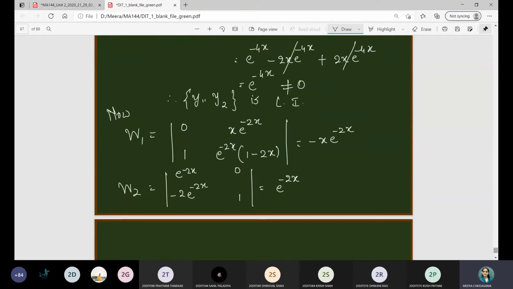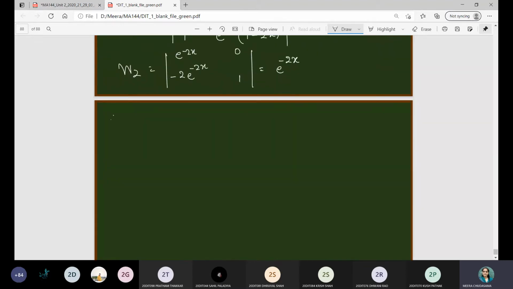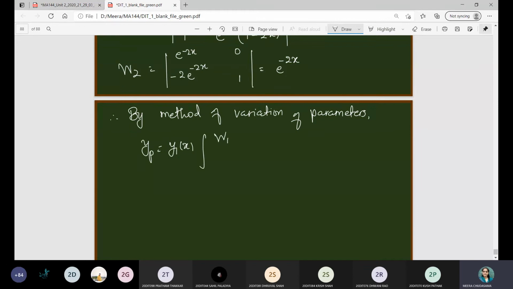So now we have to compute the particular integral. So by method of variation of parameters, yp is given by y1 of x into integration of w1 upon w r of x dx plus y2 of x integration w2 upon w r of x dx. So that is equal to, I will start writing from here.